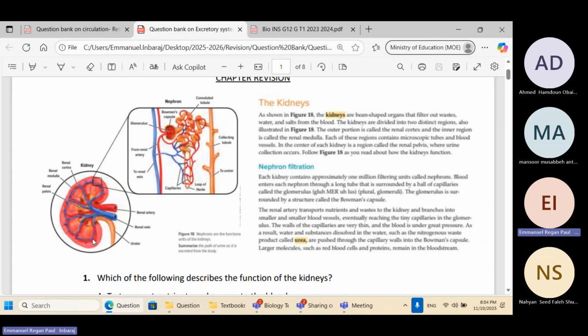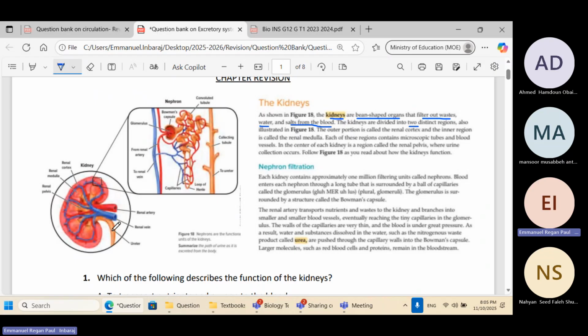See, the picture given here is a bean shaped structure which is called a kidney. Remember, this is the kidney. So what are kidneys? Kidneys are bean shaped organs that filter out waste materials, water and salts from your blood. So remember this point. What is the picture given here? It is a kidney. And what does it do? It filters out wastes, water and salt from the blood. How many kidneys are there in your body? There are two kidneys.